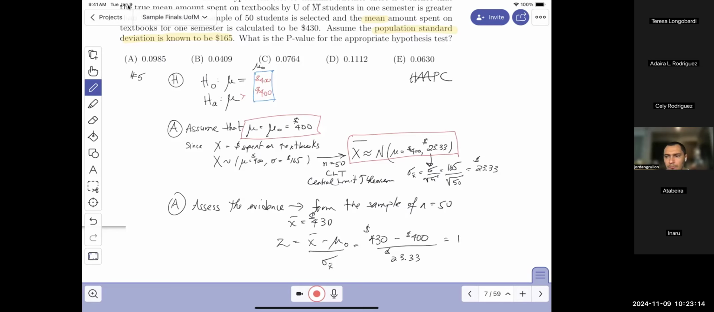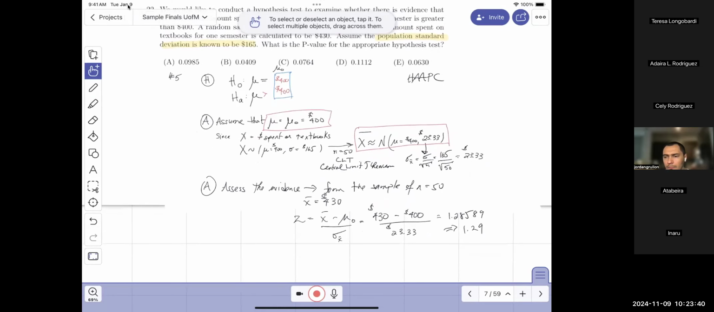Okay, 1, 2, 8, 5. 8, 9. Okay, so we're going to round that because it's a Z and we're going to use our table. Usually it's going to be 1.29. All right, what do we do with this number? So this is where we get to the p-value. They don't even ask for the result. They just want us to get the p-value.